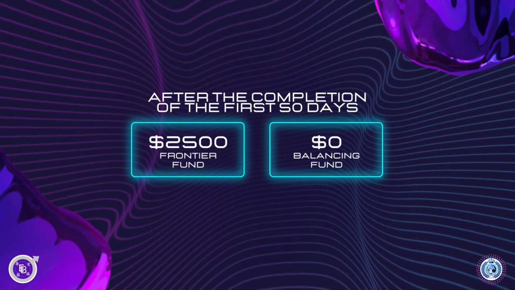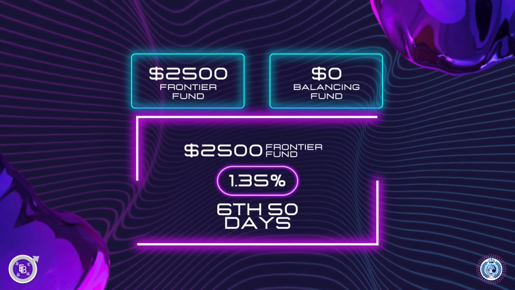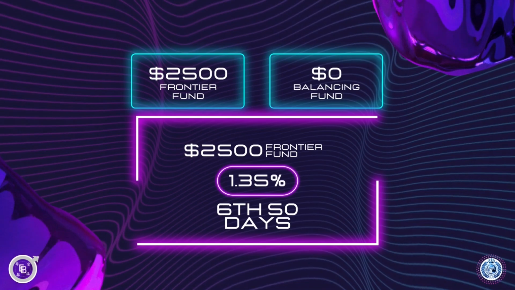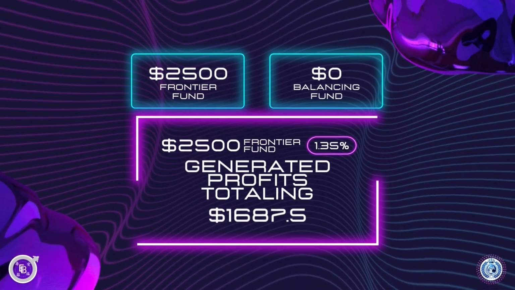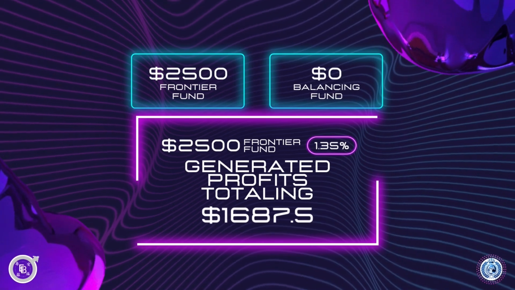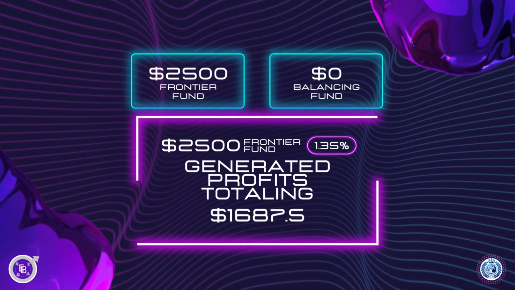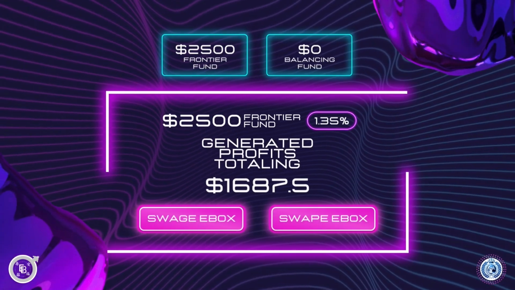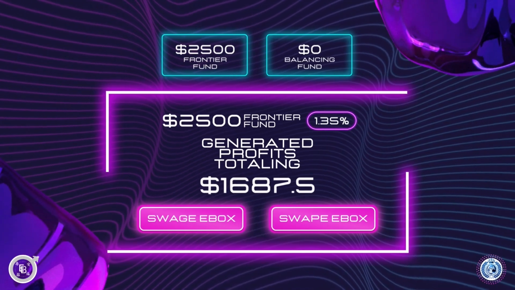Now again, following the same patterns, profit generation as 115 plus 20 equals 135 equals 135% daily for sixth 50 days. Now furthermore, your $2,500 of Frontier funds starts profit generation as 135% daily for sixth 50 days. The generated profits $1,687.5 will be credited or saved into your Swage eBox accounts and Swap eBox accounts as per index proposed.